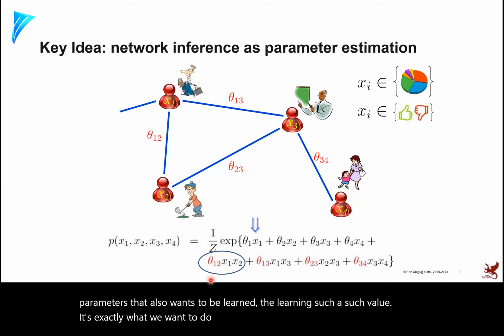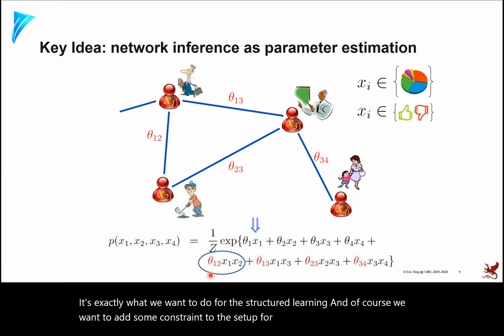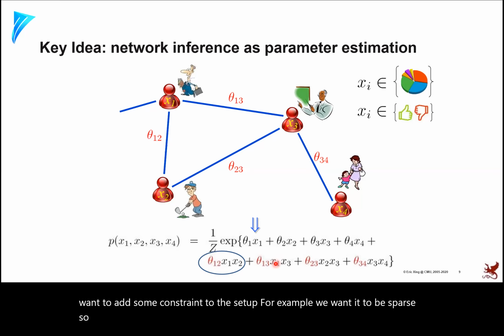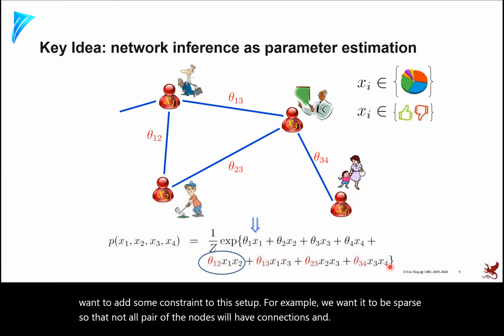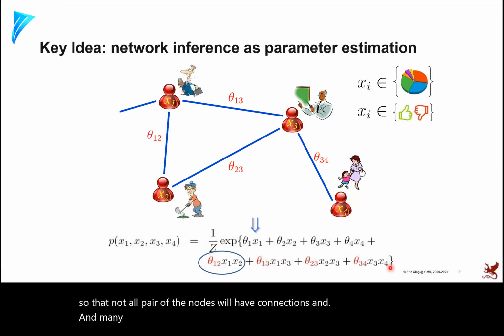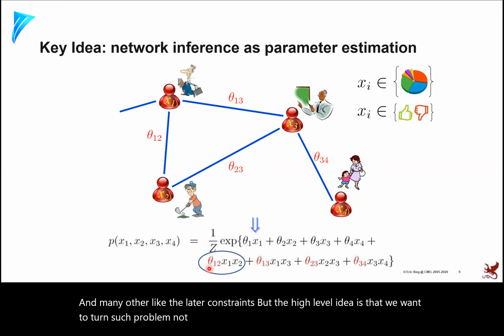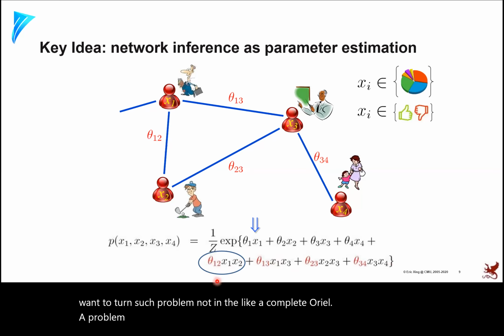And of course, we want to add some constraint to this theta. For example, we want it to be sparse so that not all pairs of the nodes will have connections, and many other later constraints. But the high-level idea is that we want to turn such a problem not into a combinatorial problem, but into a parameter estimation problem and solve it via optimization techniques.